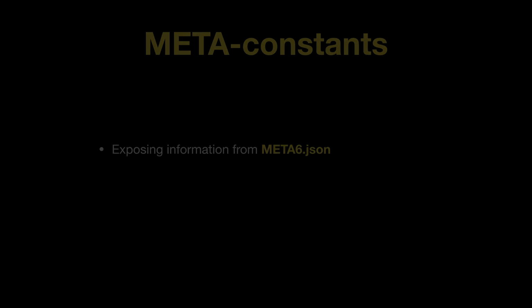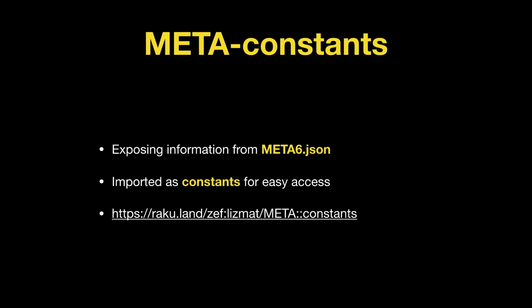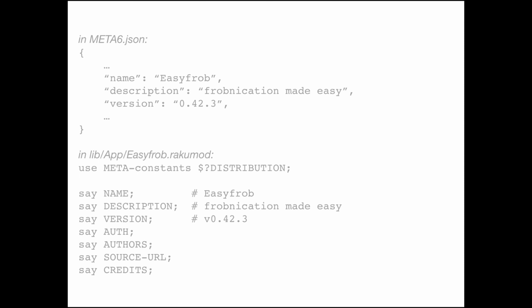The other one is meta-constants. It basically allows you to expose information from your META6.json file, and they are imported as constants for easy access in your script or module that you use for your script. And it's by yours truly, and you can actually find it at this URL. So suppose you have this META6.json file. It basically has a name, a description, and a version.